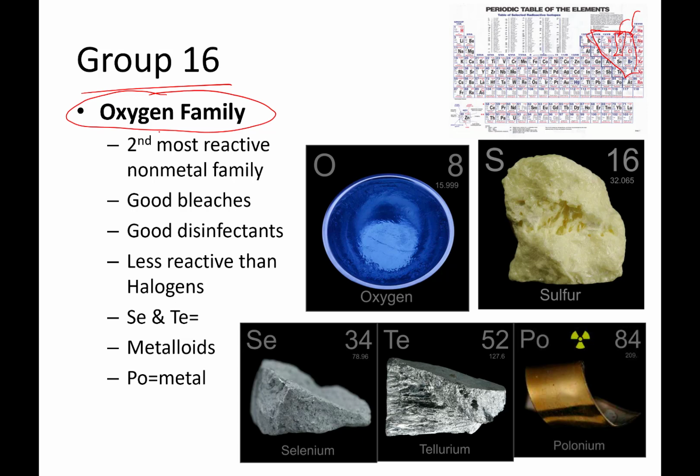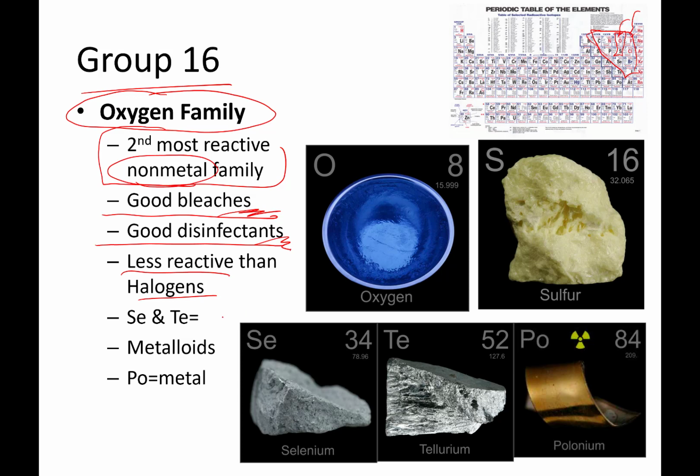Now, this is the second most reactive non-metal family on the periodic table. Just like their halogen cousins, these things are good bleaches and good disinfectants. But the group 16 elements are less reactive, meaning they're less good at bleaching and less severe disinfectants. So they're a lot less reactive than those halogens.